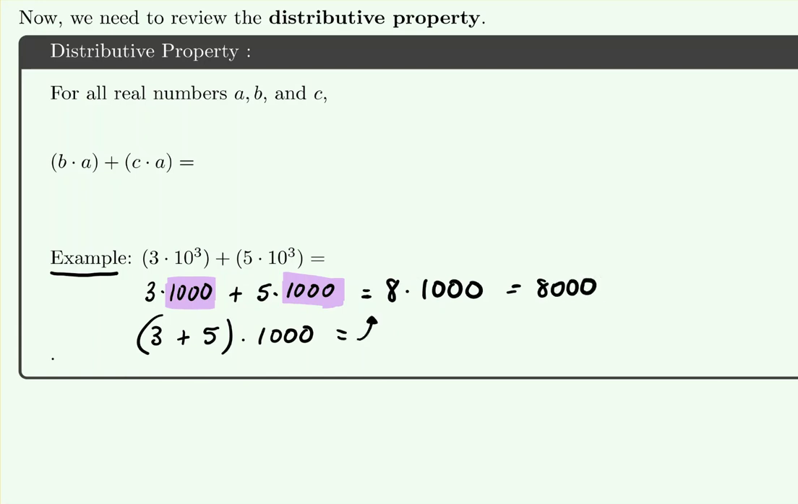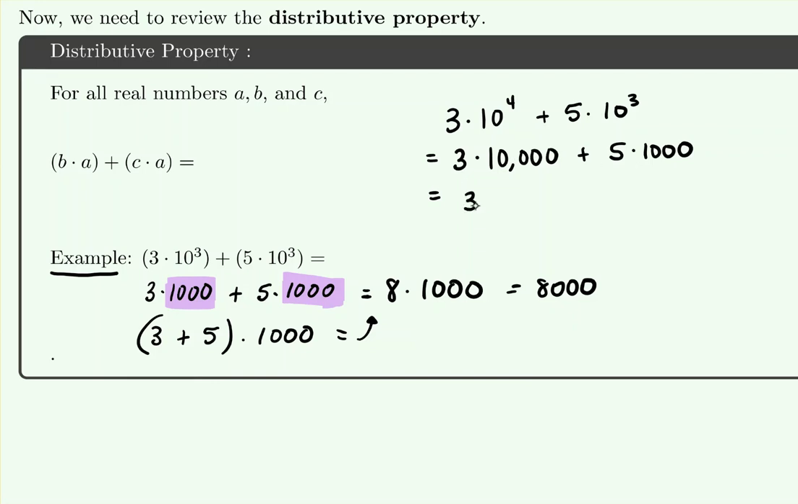And the key thing to notice whenever you want to use this property is you need to have 3 times 1,000 plus 5 times 1,000. We are adding the same types of things. If instead we were looking at 3 times 10 to the 4th plus 5 times 10 cubed, of course this could be simplified into 3 times 10,000 plus 5 times 1,000, which is equal to 35,000. But not in the same way. We had to break these apart, and these were not measuring the same amounts. 3 10,000s is measuring a very different type of quantity than 5 1,000s.